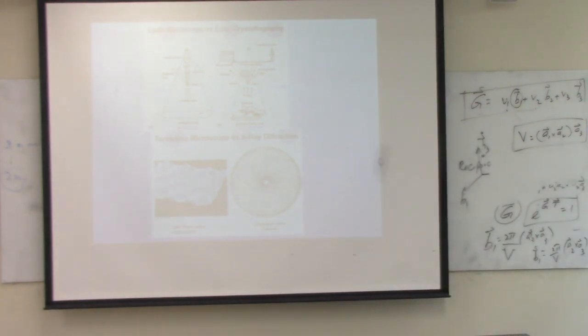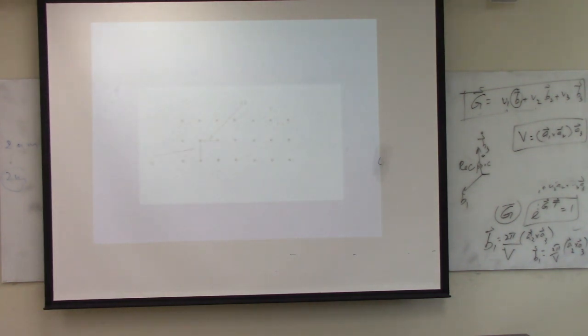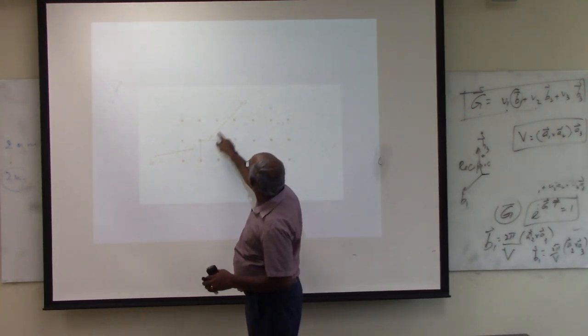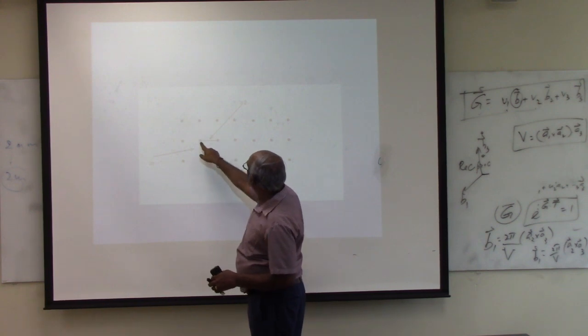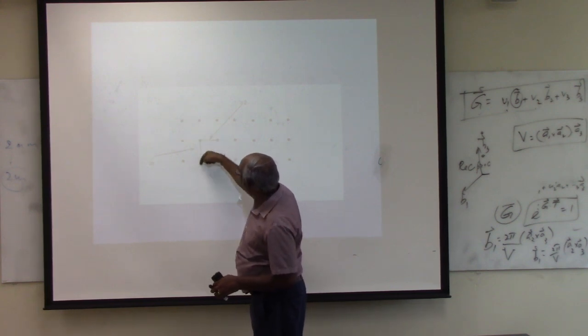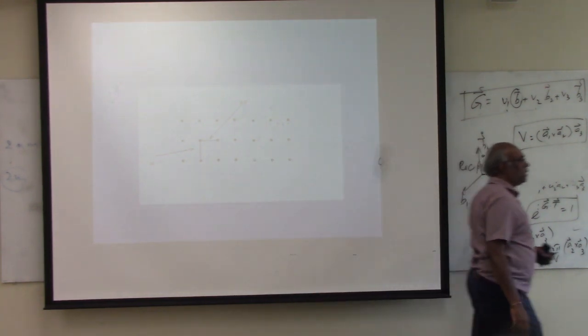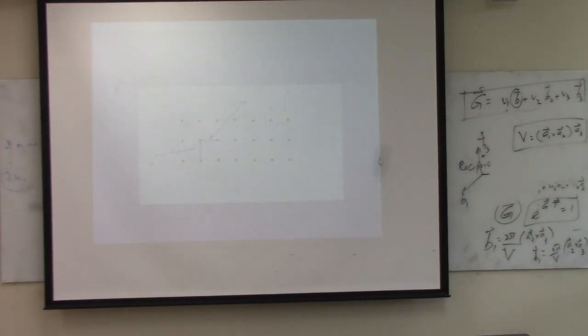So let me give another example. Just think about the real space. These are real space lattice, right? Suppose my unit vectors are a1, a2. So this is a1, this is a2, right? Now if I draw the plane, what is this plane?